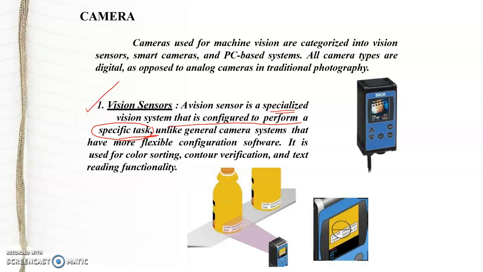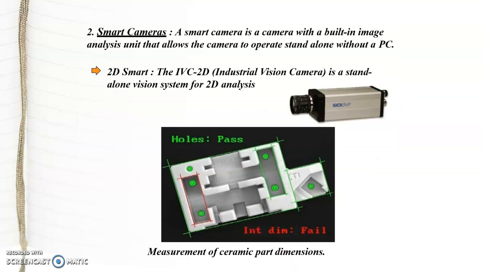In vision sensors, the sensor is made to capture specific tasks or specific features. So in this figure, we can see a vision sensor, and here it is capturing the label only, and this label is compared with a predefined label to check whether it is correct or not. Another type is smart cameras. Smart cameras are cameras with a built-in image analysis unit, and that allows the camera to operate standalone without a PC. So here in analysis and comparison, we don't need a PC.